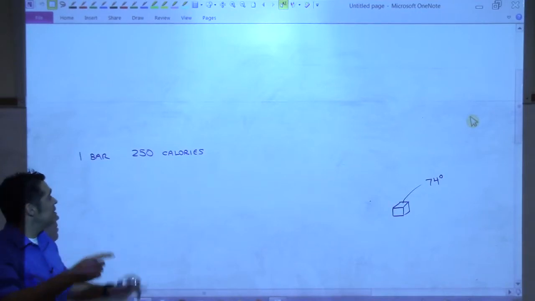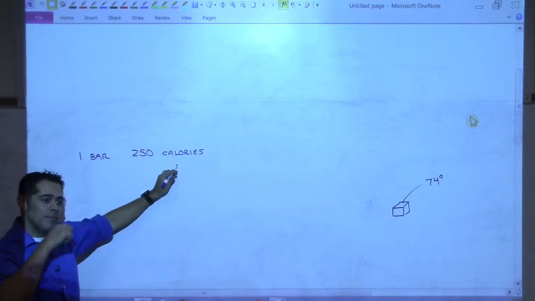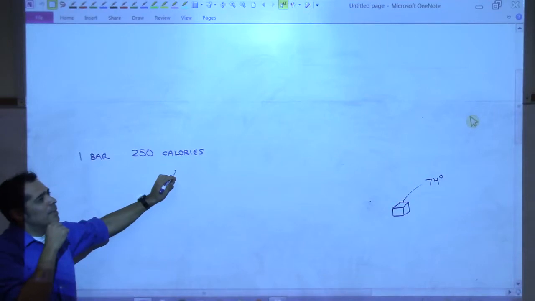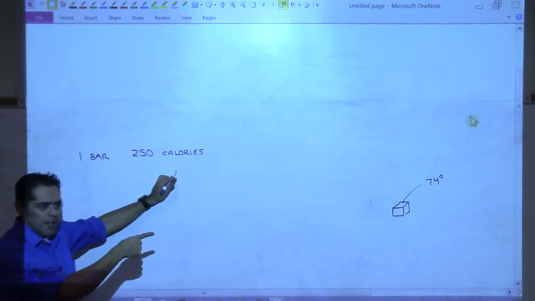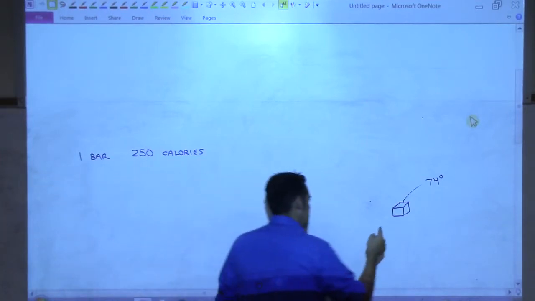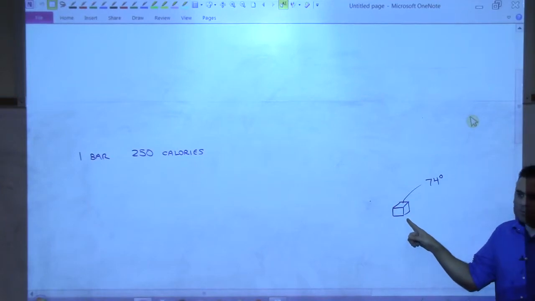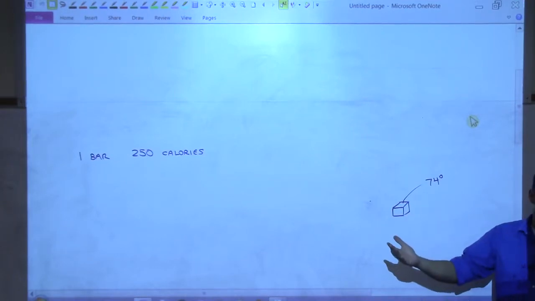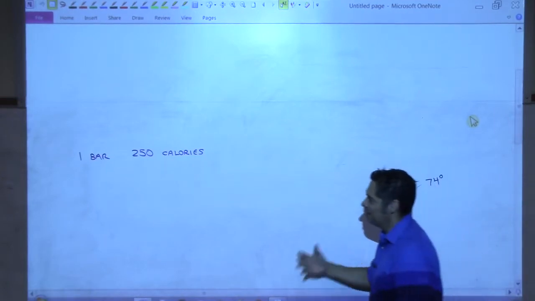Now, the calories on the back of the package are actually, I believe, kilocalories, but they don't tell us that because it's not that important. I may be wrong there, but I'm pretty sure it's kilocalorie. It's 1,000 of those. So when you see 250 calories, it's actually the amount of heat to heat up 1,000 of these blocks by 1 degree.